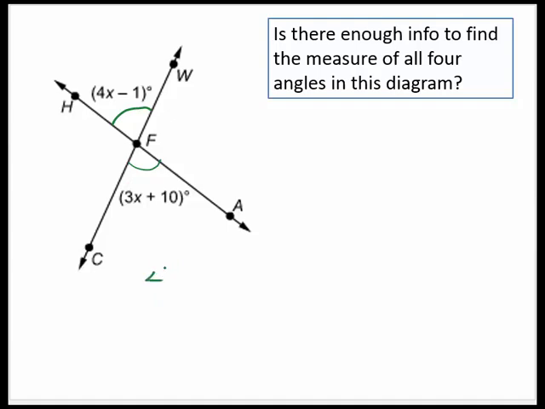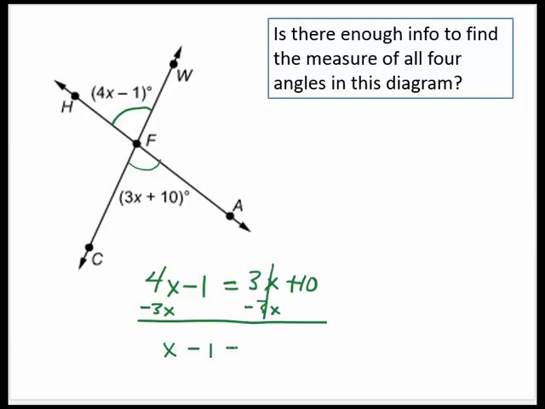So to solve this problem, we would set 4x minus 1 equal to 3x plus 10. They don't add up to equal something. They equal one another because they're congruent. So to solve that, we have variables on both sides here. So let's subtract 3x from both sides, and we get x minus 1 equals 10. Now let's add 1 to both sides, and that gives us, I'm out of room so I'll write it up here, we know that x equals 11. So that doesn't mean the angle measure is 11, it means x is 11.